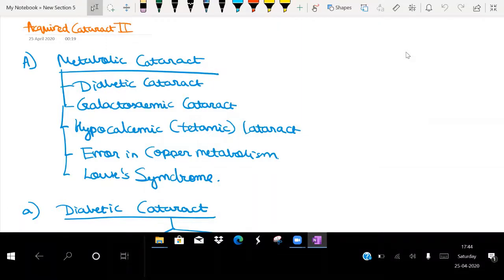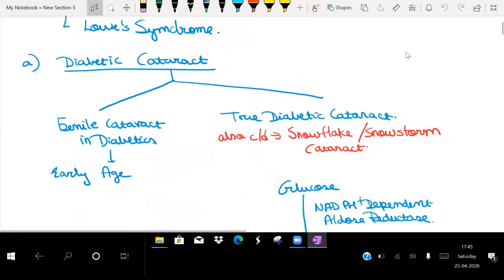Acquired cataract part 2. In this part, we are going to discuss the other important types of acquired cataracts. The first important is the metabolic cataract. Under metabolic cataract, we are going to discuss the diabetic cataract, the galactosemic cataract, the hypocalcemic or tetanic cataract, the errors in the copper metabolism, and the Lowe syndrome.